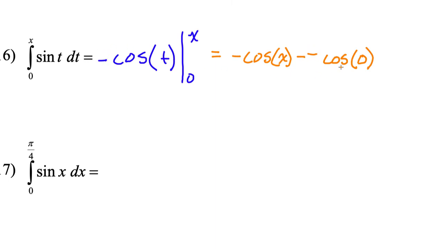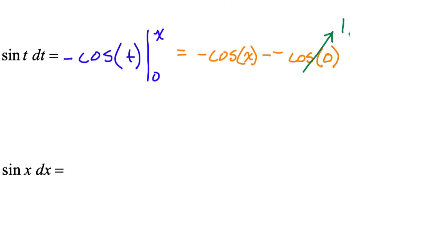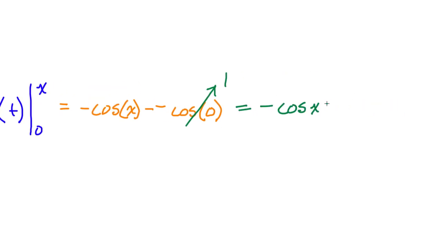And then simplifying this a little bit, cosine of 0, we all know that's 1, hopefully. If you don't know why it's 1, a quick explanation is, what is this angle? The angle is 0. That means I come out here. If this is on the unit circle, what is the x-coordinate? Because cosine means x-coordinate, and that x-coordinate is 1. So this simplifies as negative cosine of x plus 1. Final answer, and box it.